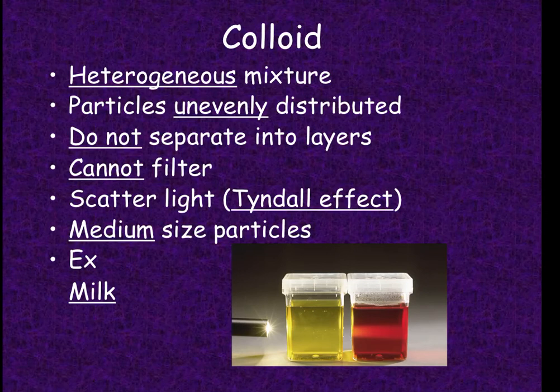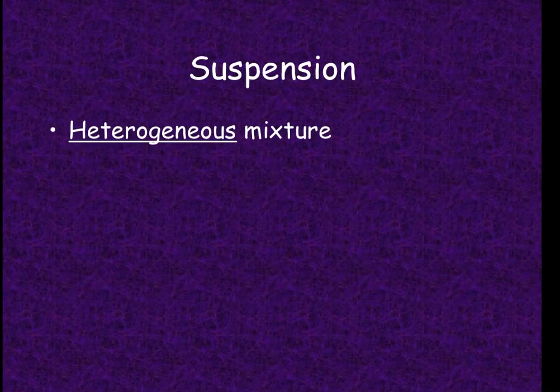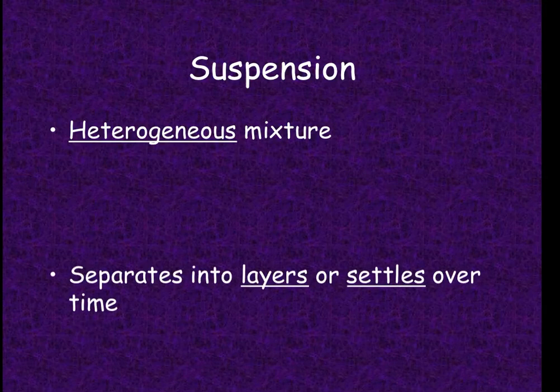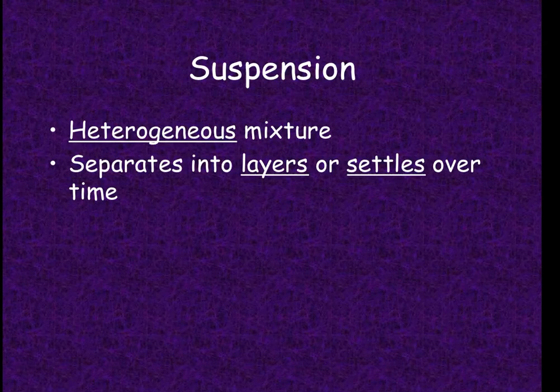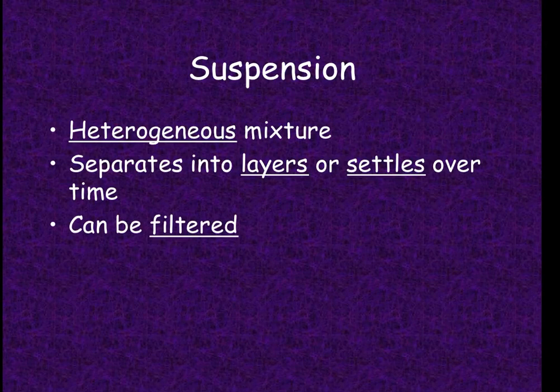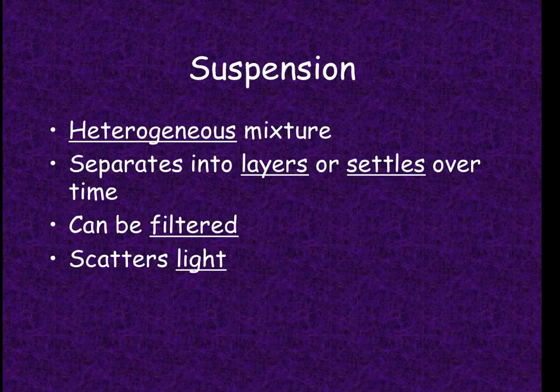The last type of heterogeneous mixture we want to talk about is a suspension. So again, that's a type of heterogeneous mixture. If I take this sample that's a suspension and I let it sit, it will separate into layers, or it will settle over time. Suspensions can be filtered. Most of the time they do scatter light, but it's not always a guarantee that they're going to. And of all three that we've talked about, suspensions have the largest particles.